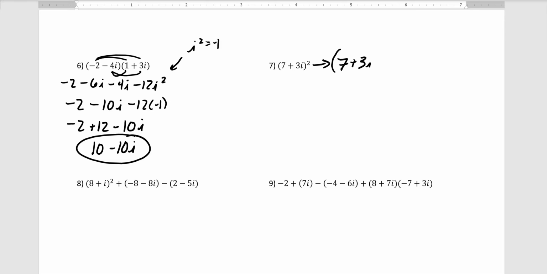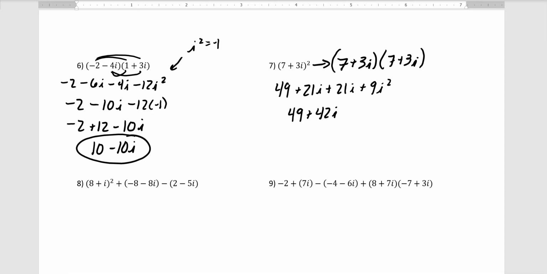Now remember, if we are multiplying a binomial by itself, if we're squaring it, we need to write it as two binomials so we remember to distribute everything. So 7 times 7 is 49, 3i times 7 would become 21i. We're going to have 2 of those. And then 3i times 3i would be 9i squared. So 49 plus 42i plus 9 times negative 1, so that will become negative 9. We'll have 49 minus 9 plus 42i. And when I do that, I'll get 40 plus 42i. Voila. Very good.